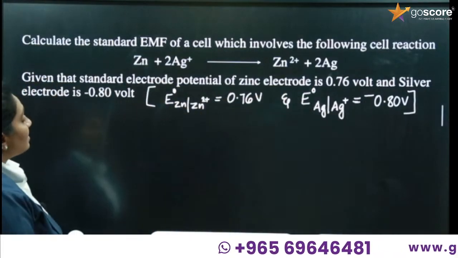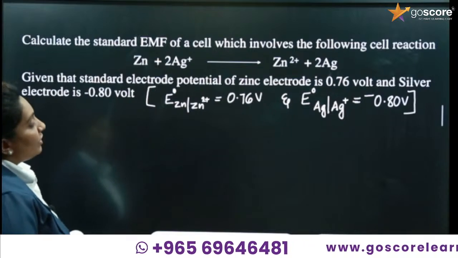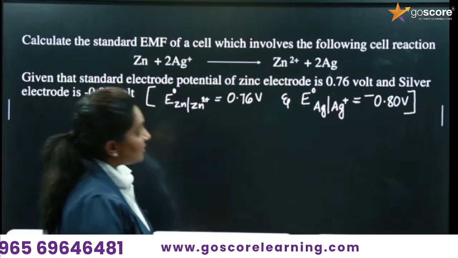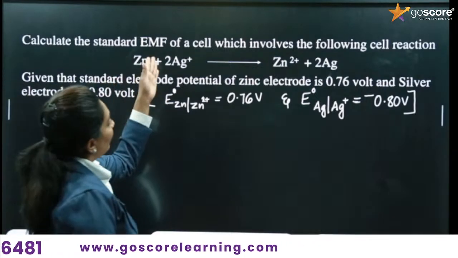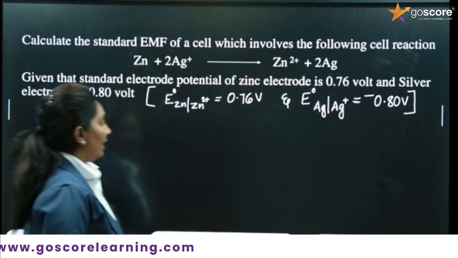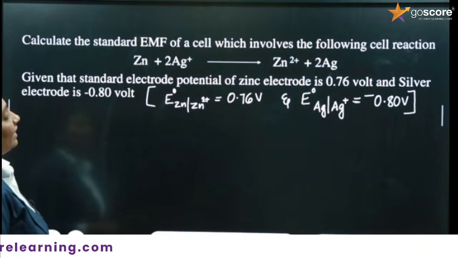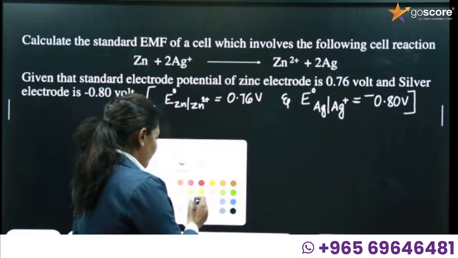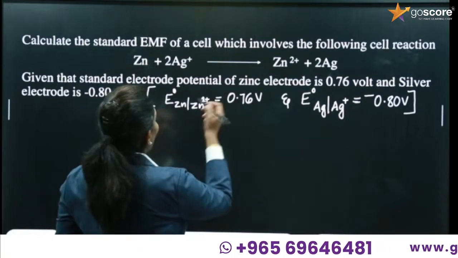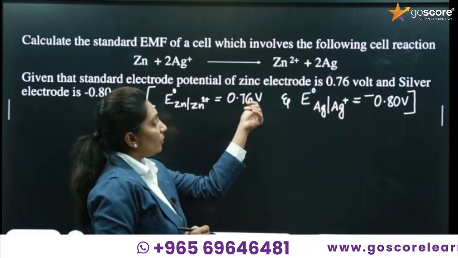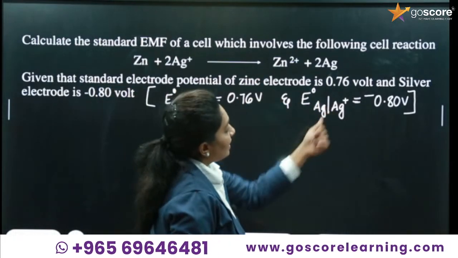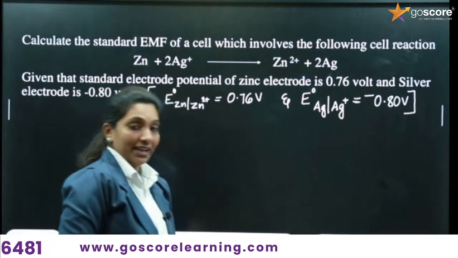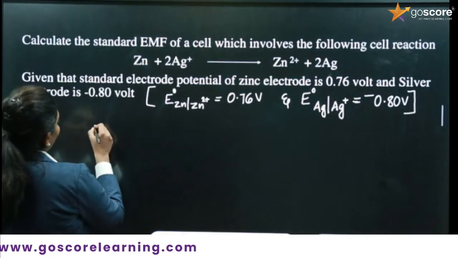Calculate the standard EMF of a cell which involves the reaction Zn plus 2Ag+ giving Zn2+ plus 2Ag. That is zinc plus silver ions giving zinc ion plus Ag. Given the standard oxidation potential of zinc is 0.76 volt and the standard oxidation potential of silver is minus 0.80 volt. So how will we find the EMF?